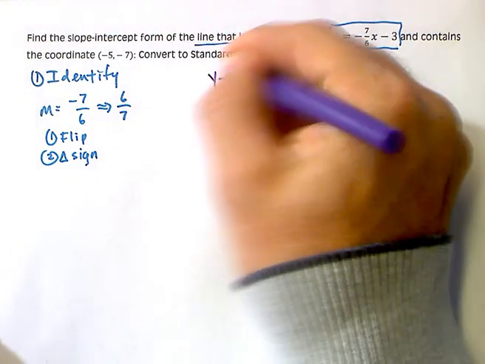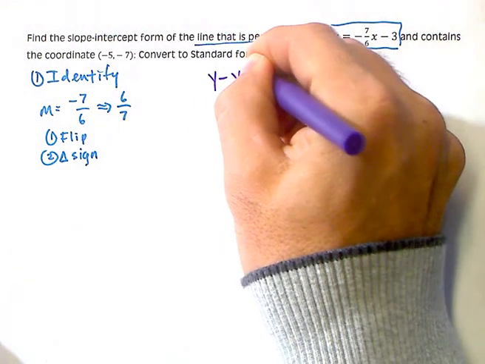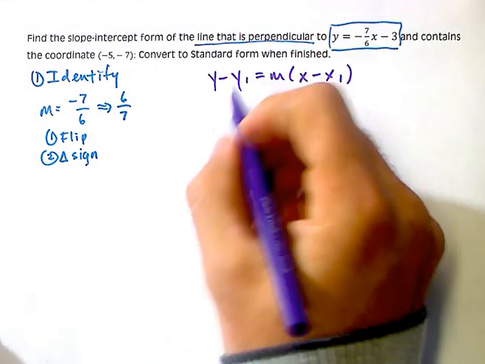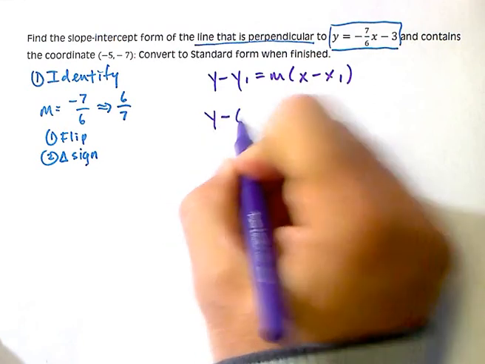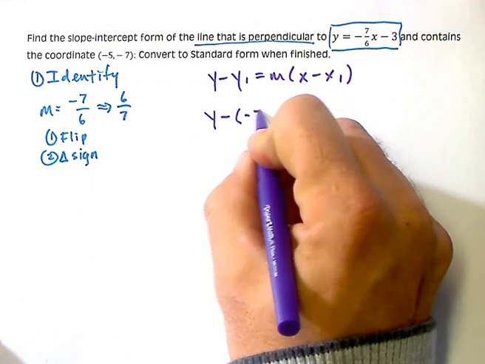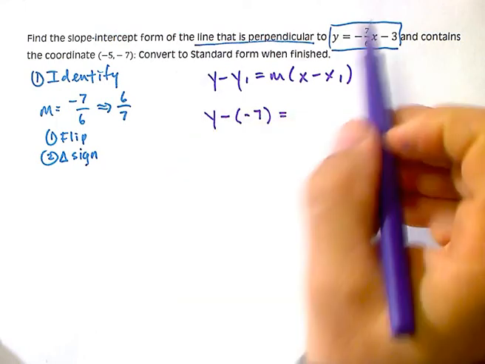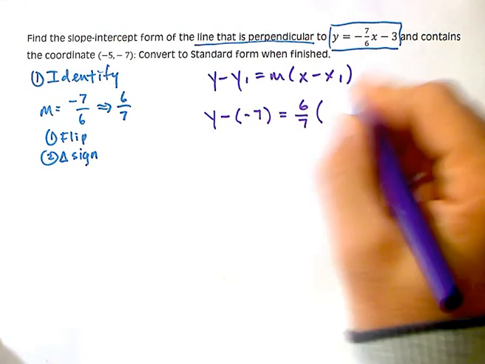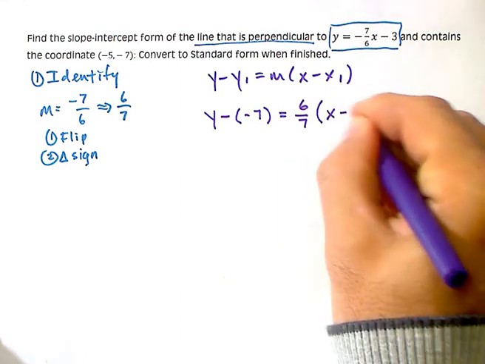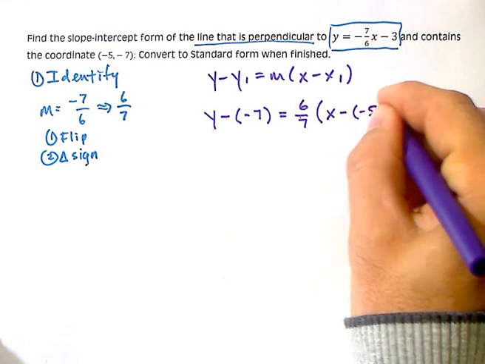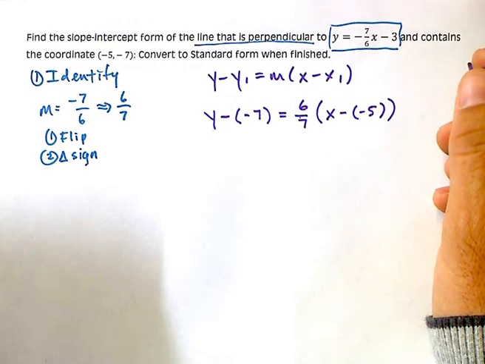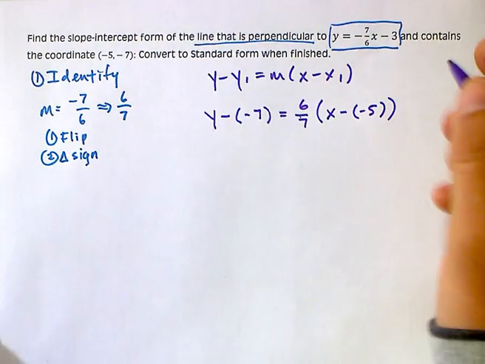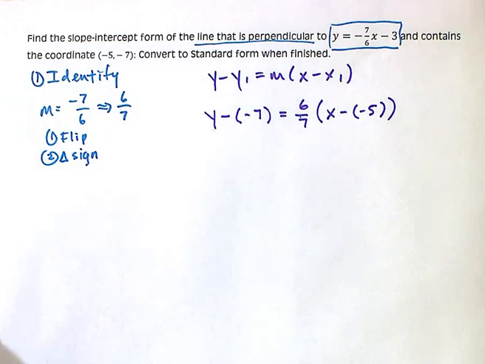So once I've identified my slope and I see that I have a coordinate, I go to my handy point slope form. It's my go-to. And I'll plug in my information. Y minus, be careful, these are negatives, -7 is equal to, I'm not going to use -7/6 as my slope. I'm going to use 6/7 as my slope. The reason for that is that this is the perpendicular slope to that, which is the negative reciprocal.